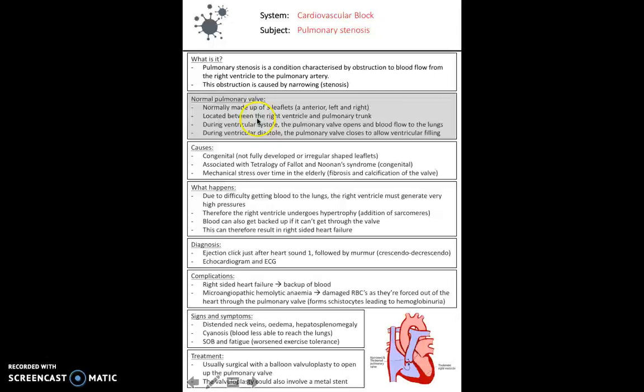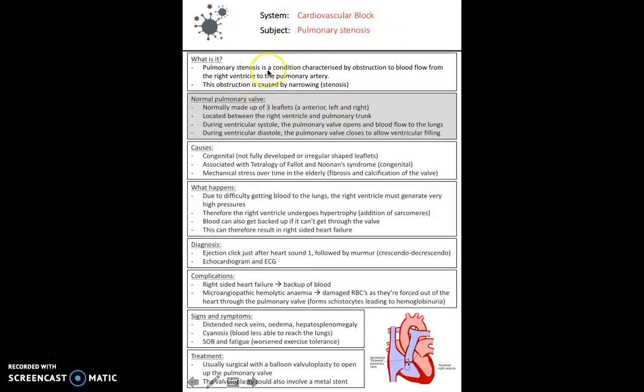Lastly, we look at the pulmonary valve. So this is the valve which is located between the right ventricle and the pulmonary trunk, so the outflow of the right ventricle to the lungs, and it's made up again of three leaflets, so an anterior, a left and a right cusp. So during ventricular systole this will open to allow blood to flow out to the lungs, and during ventricular diastole it will close to allow ventricular filling from the right atrium.